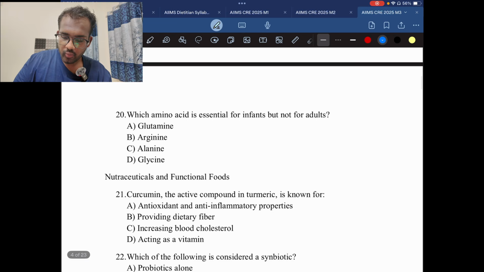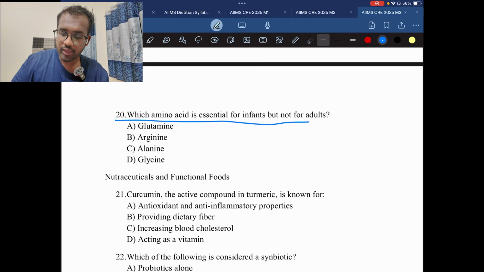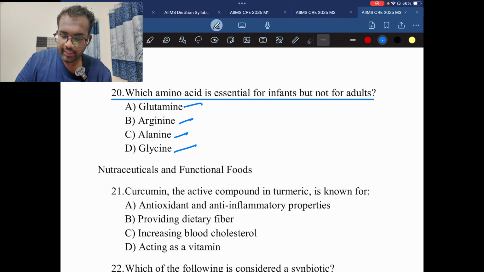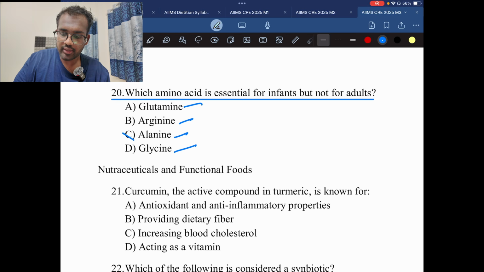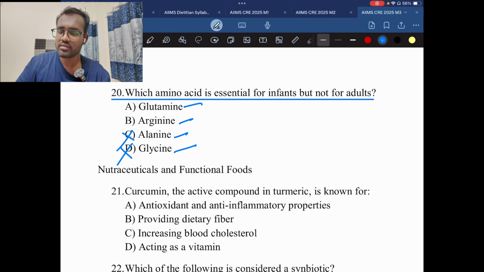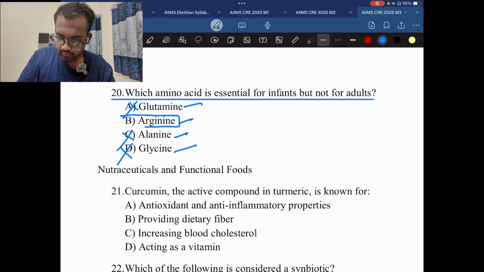Question number 20. Which amino acid is essential for infants but not for adults? Glutamine, arginine, alanine, or glycine? Alanine is not that essential in infants. Glycine is also not essential in infants. And glutamine, sometimes in stress, it may be essential, but here it is not the first preferred. The first preferred essential amino acid in infants compared to adults is arginine. It's very, very, very important.